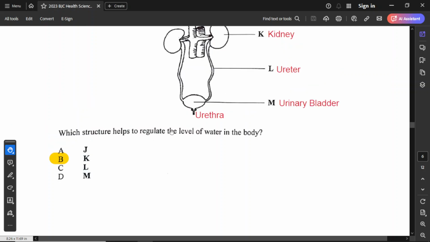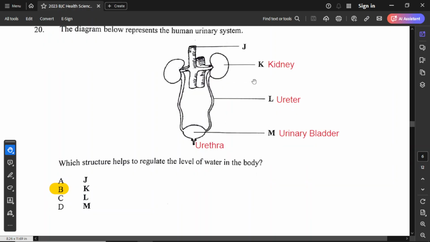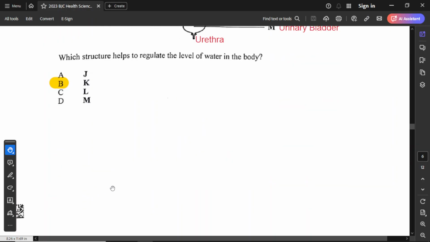So which structure helps to regulate the level of water in the body? So what regulates water in the body is the kidneys, all right, and that process is called osmoregulation. And so K is the correct answer. So therefore, option B is correct for number 20.